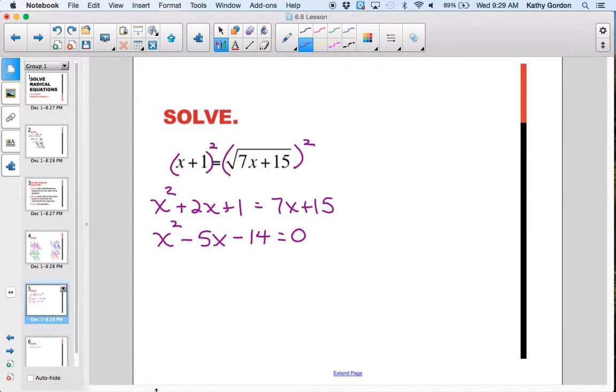So what do you think? Can I factor that, or do I need the formula? Factor it. What would my factors be? X minus 7, x plus 2. So x should be 7 or negative 2. Good. But do they both really work? No. Which one doesn't? Negative 2. Because if I put negative 2 in for both of the x's, here I get negative 14 plus 15, which is 1, and the square root of 1 is 1. But if I put it in here, negative 2 plus 1 is negative 1.